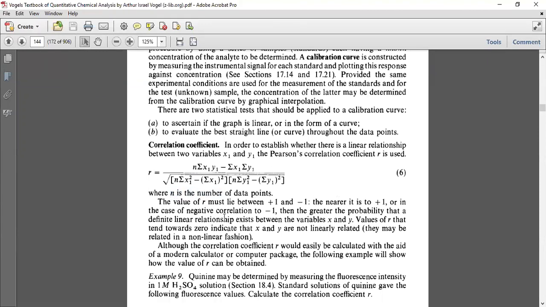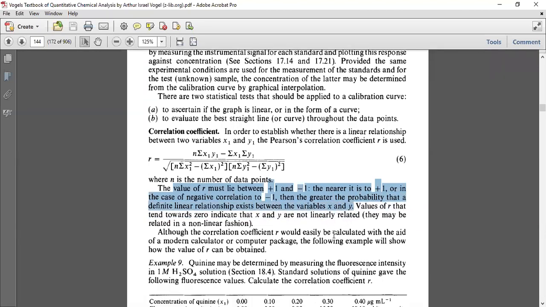So what should the value of r be? The standard is that the value of r must be between +1 and -1. The nearer it is to +1, or in the case of negative correlation to -1, the greater is the probability that a fixed linear relationship exists between the variables x and y. So your r value should be close to 1. The closer it comes, you can write the interpretation: yes, my points are linear, my observation is linear.